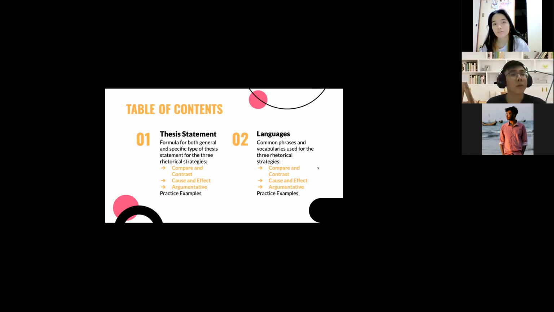So what we're gonna do today is there's basically two main sections. The first one is the thesis statement section. So we will give you formulas for both general and specific types of thesis statements for three rhetorical strategies: compare and contrast, cause and effect, argumentative. We will also do some practice examples with it. And for the languages section, we will offer you some common phrases and vocabulary used for three rhetorical strategies, and maybe some practice examples if we have the time as well.